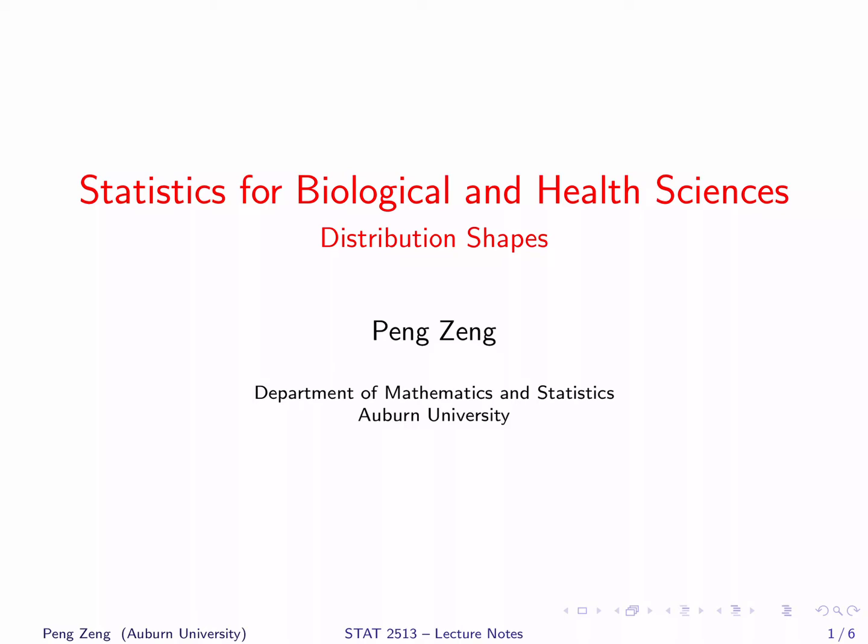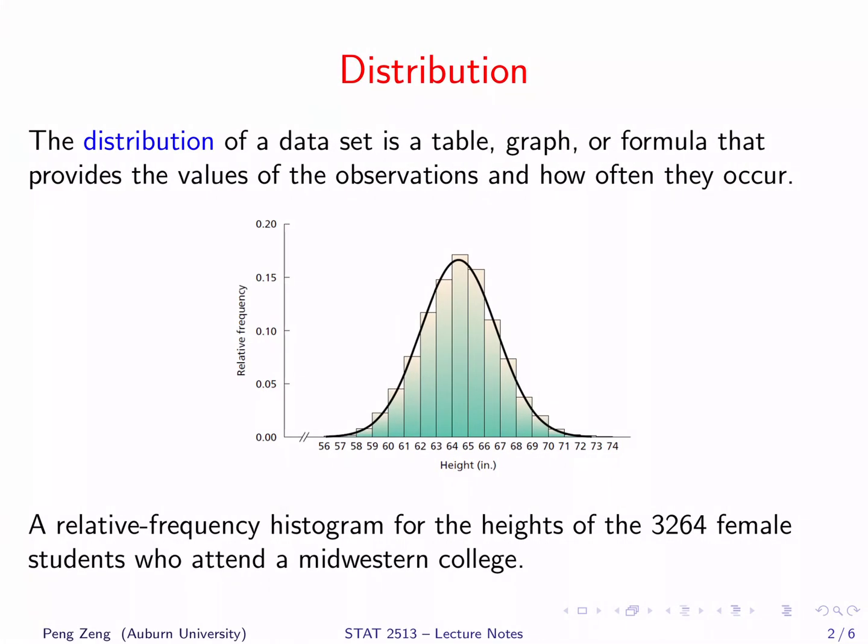This lecture discusses distribution shapes. The distribution of a dataset is a table, graph, or formula that provides the values of the observations and how often they occur. For a table, for example, a frequency table of qualitative data. For a graph, for example, a relative frequency histogram.